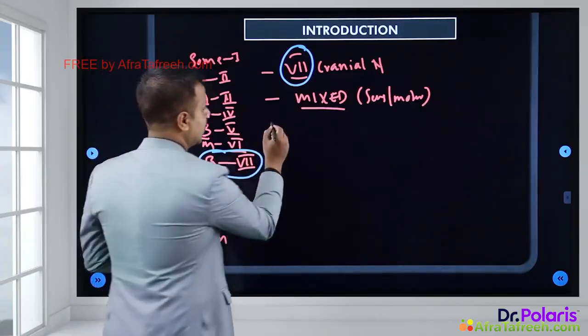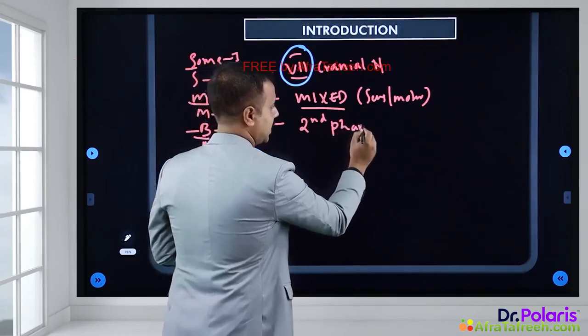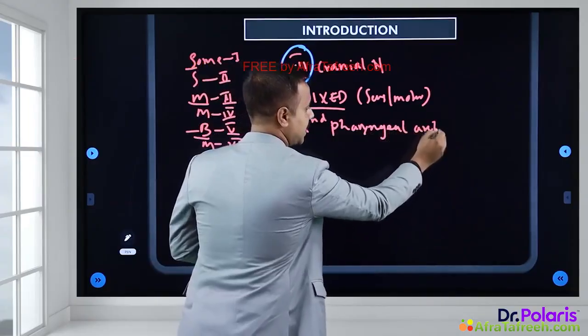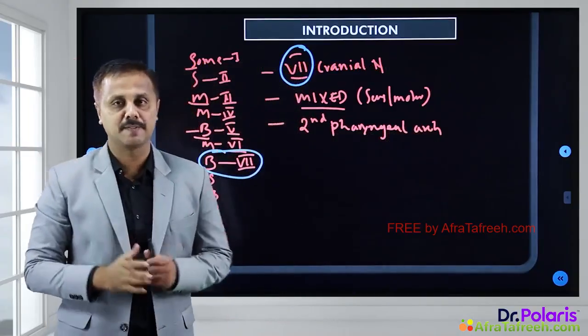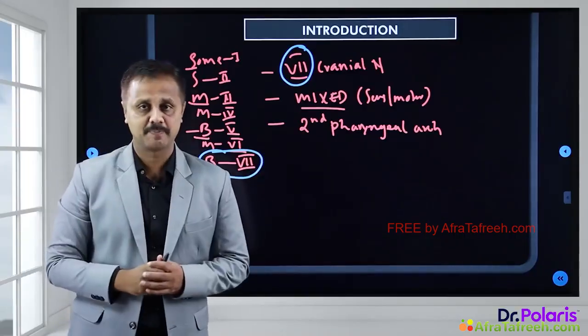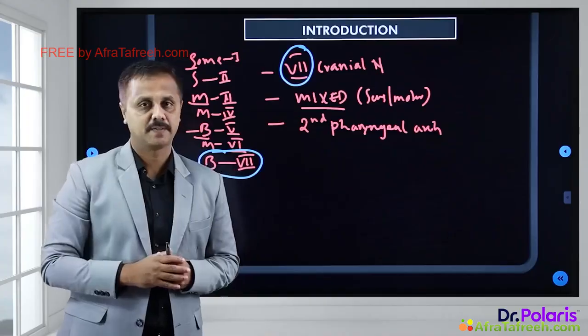Anything else that we need to know here? This is the nerve of the second pharyngeal arch. The facial nerve is the nerve of the second pharyngeal arch because it supplies all the muscles that are derived from the second pharyngeal arch. All the muscles of facial expression are supplied by the facial nerve. Now, these are a few introductory points you need to know regarding the facial nerve.